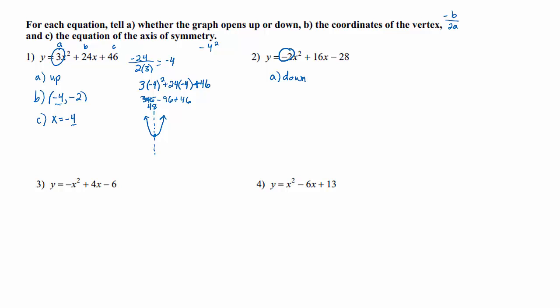Let's look at 2. On part B, because we already did A, since negative 2 makes it open down, we are going to do negative b over 2a.